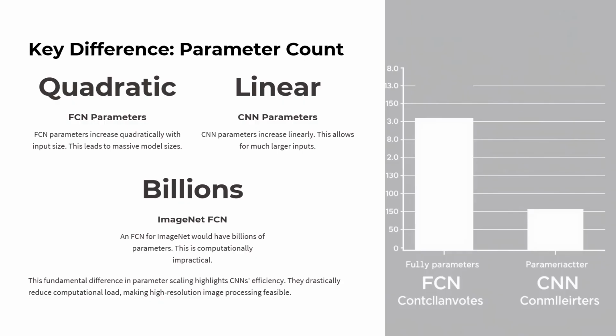The bar graph visually shows the huge difference. FCNs have a much higher parameter count compared to CNNs for the same input. This highlights why CNNs are preferred for image processing tasks.